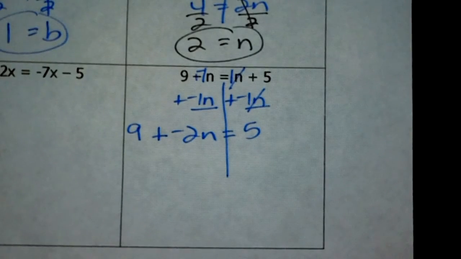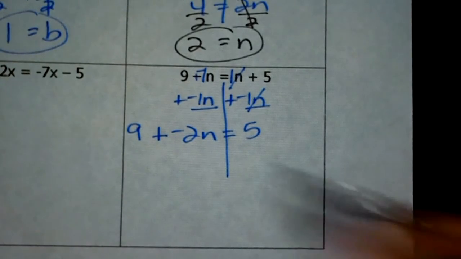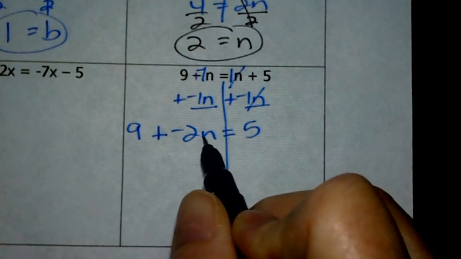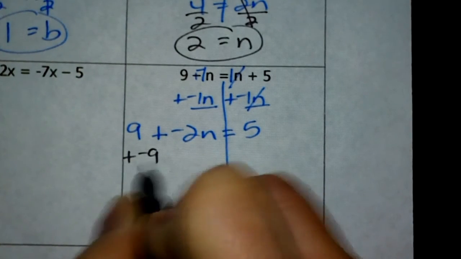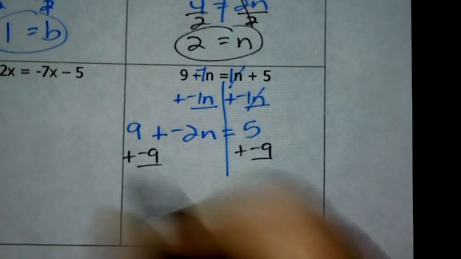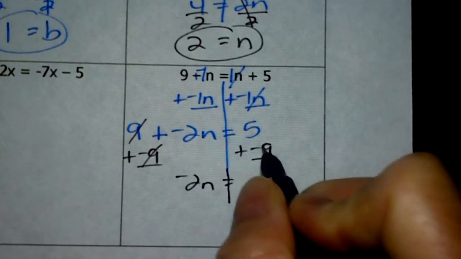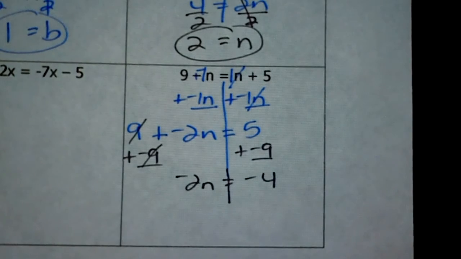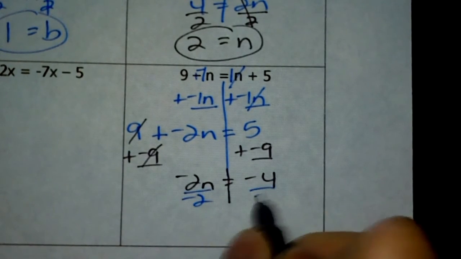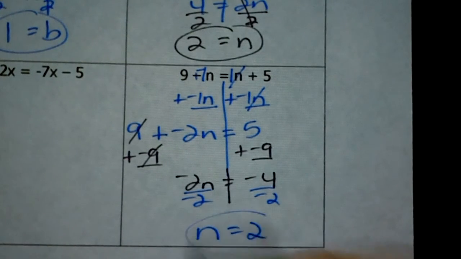I promise. Okay, so this is a two-step. I want negative 2n by itself this time, so I'm going to add a negative 9 so that those 9's cancel out and negative 2n is alone. 5 plus negative 9 is negative 4. Now I'm at the one-step point. I get to divide by negative 2 now, and n is positive 2.